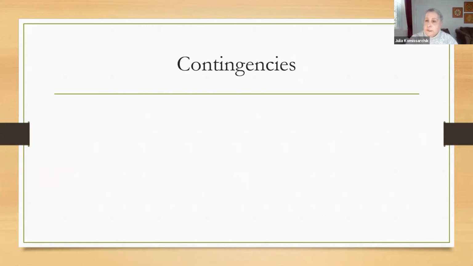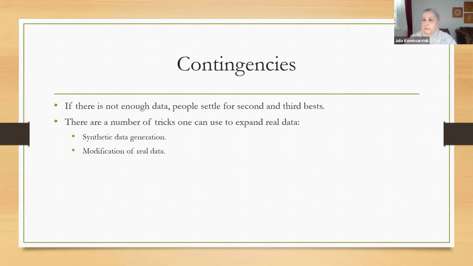There are a couple of contingencies that are being used. For example, if you don't get your first pick, you can look into the second and third bests, and there's a number of tricks that can be used. And it's not tricks, it's approaches. But one of them is, for example, synthetic data generation. If you have a good idea of what the data should look like for training, you can synthetically generate it. Or use real data and then modify it to create additional copies which are almost the same but slightly modified. That way you can create larger volumes of data.